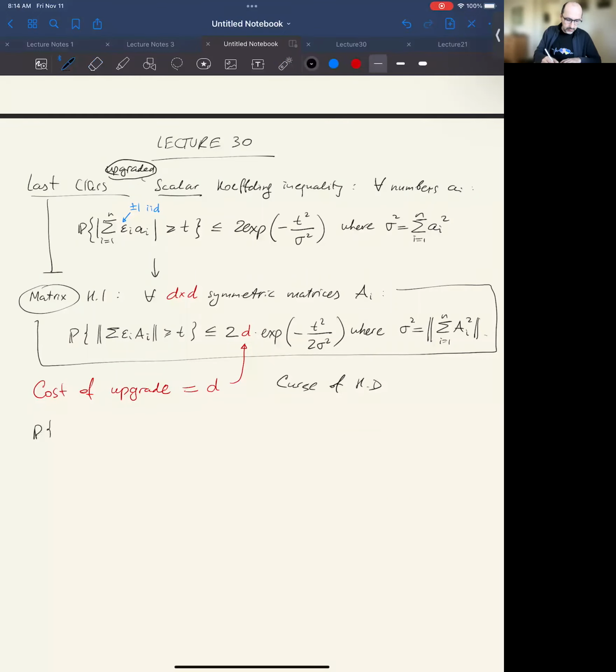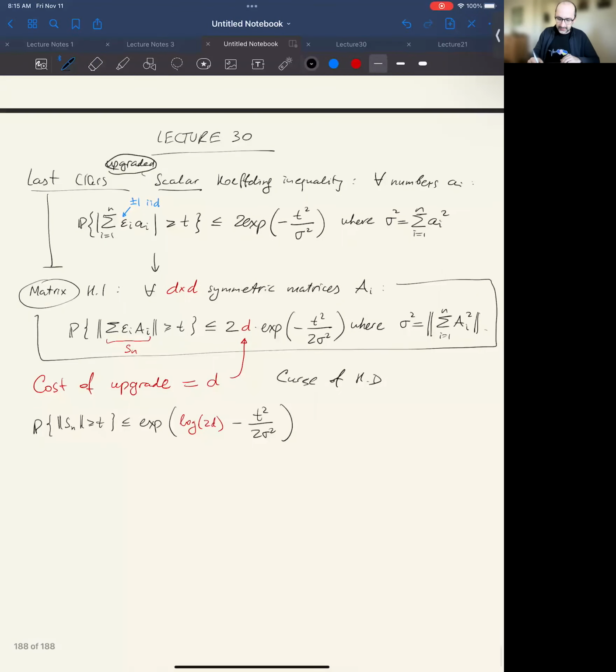So in reality, let me rewrite this inequality. Let's call this S_n. The probability that the norm of S_n is larger than t. I'm just rewriting this, but I would like to bring that d into the exponent. So it's log 2d minus t squared over 2 sigma squared. And when we do this, we see that the dependence on d is actually logarithmic.